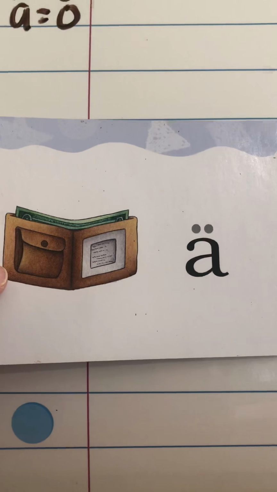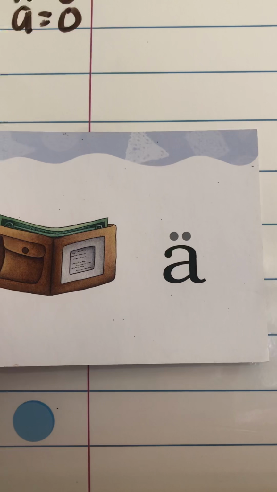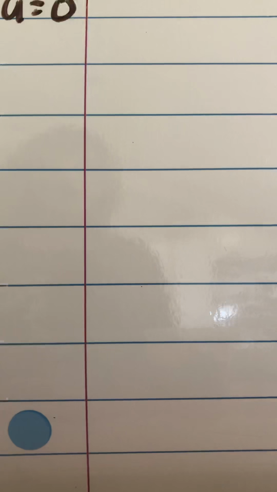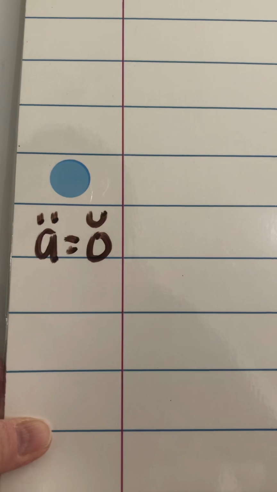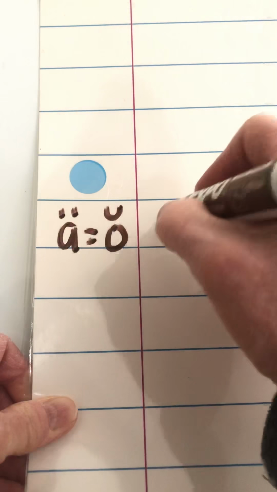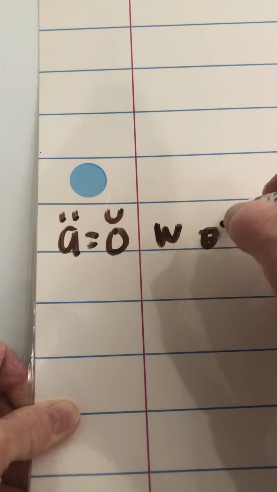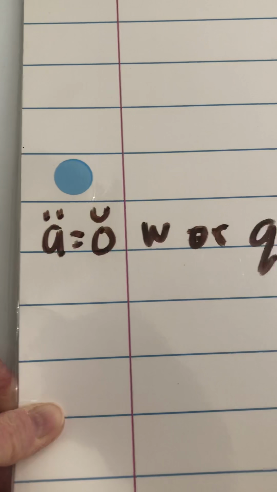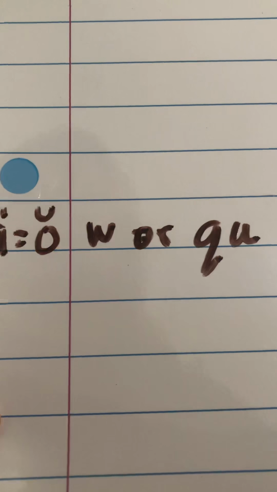Our picture card is wallet, wa-aw, because you wouldn't say, Mom, can I see your wallet? So many times this A makes an O sound when it is following a W or a QU. So that gives you some more options on how to read the words.